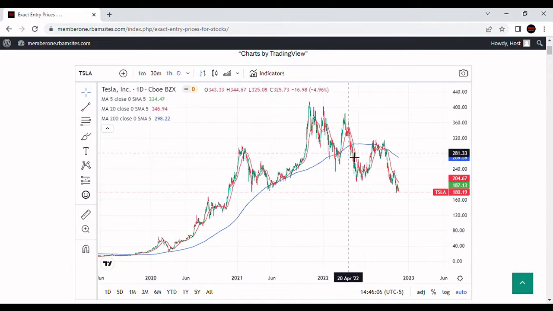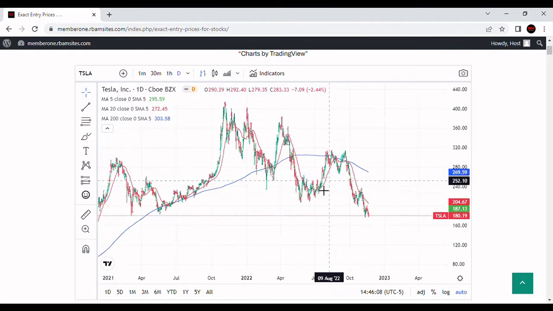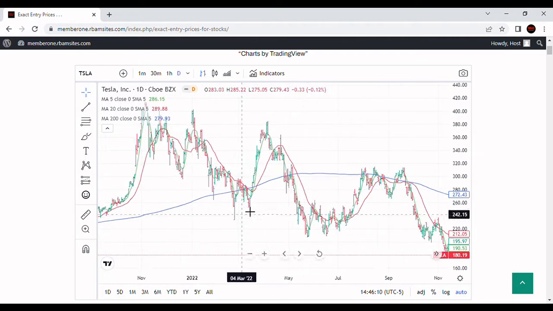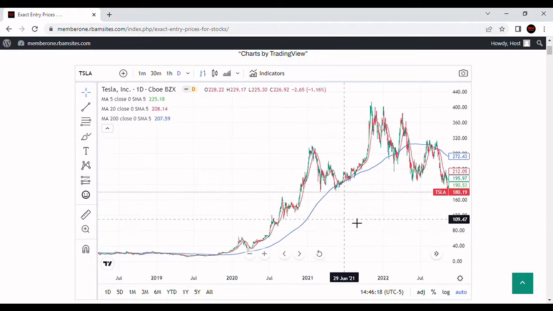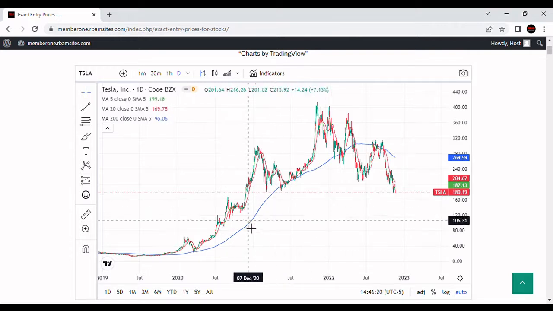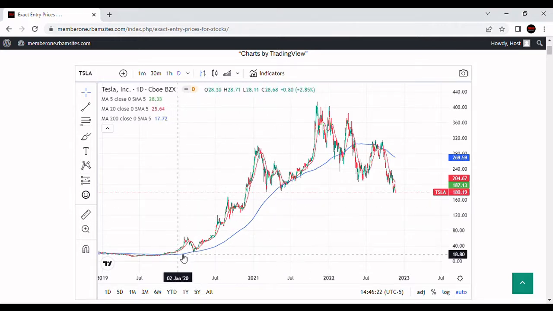Now, you can say, hey, it didn't bounce off it here, and really, it did. If you take a look at it, it oscillated around it for a long time, from February 24th all the way over to March 15th, and then rallied up. So you're not going to get perfection with these moving averages, but what you are going to get is the sentiment of the market.